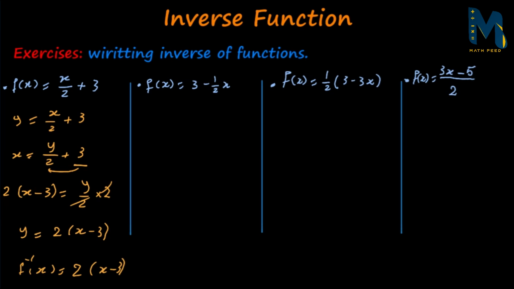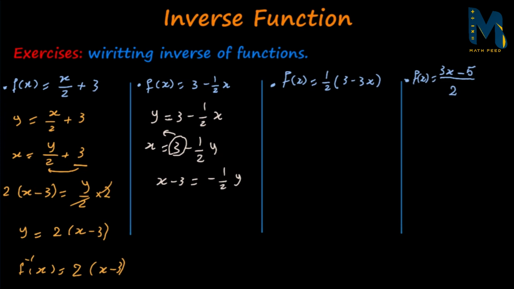Let's change the color, move to the second one. So simply we change this one to y equals 3 minus 1 over 2 x. We switch x and y together. It will be x equals 3 minus 1 over 2 y. We move this 3 to the other side. It will be x minus 3 equals negative 1 over 2 y.